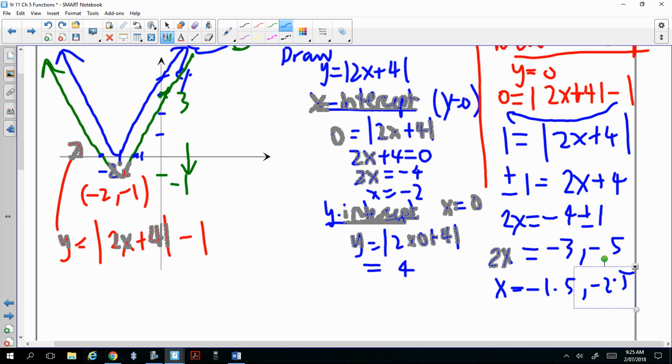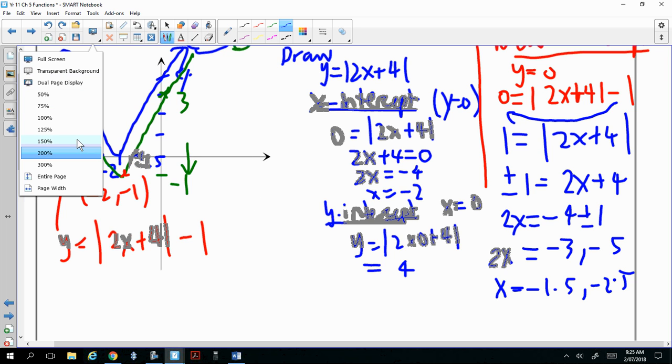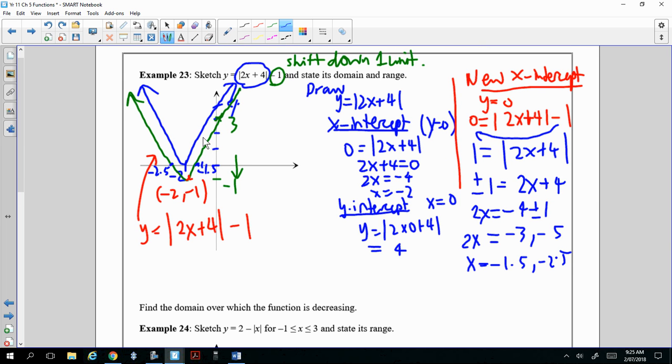Right, done. Yeah, that's a bit tricky. What else is there? And then set the domain range. Alright, domain range should be easy once you have drawn the graph.